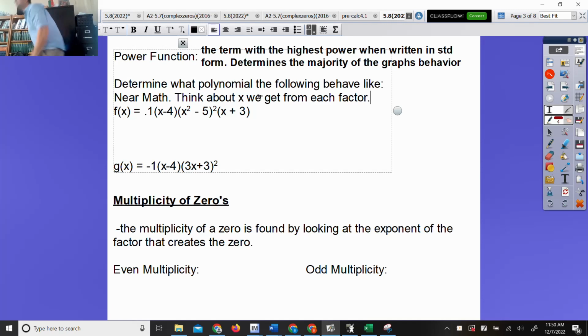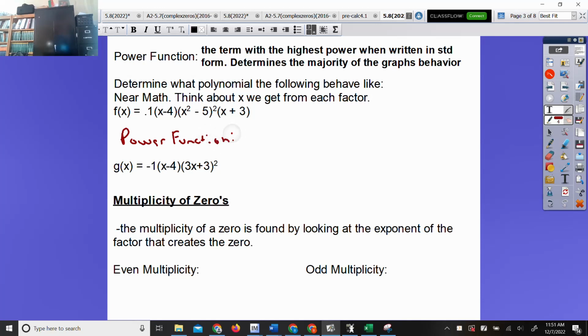The power function's obviously going to inherit that 1/10. Right? That's got to be part of it. That's the leading coefficient, at least in factored form. So the power function will get that 1/10. What's it going to get from x minus 4? Just going to get an x. That's all it's going to get.